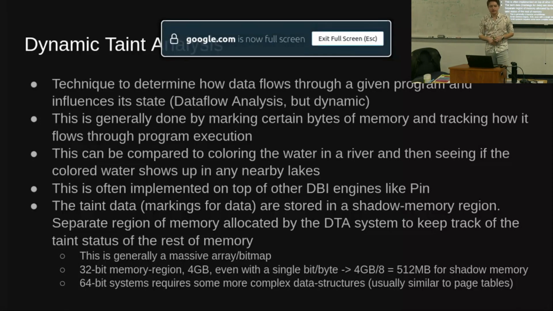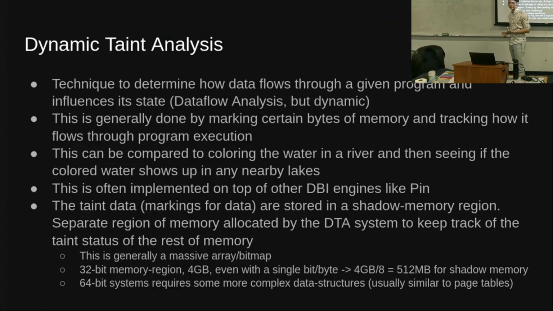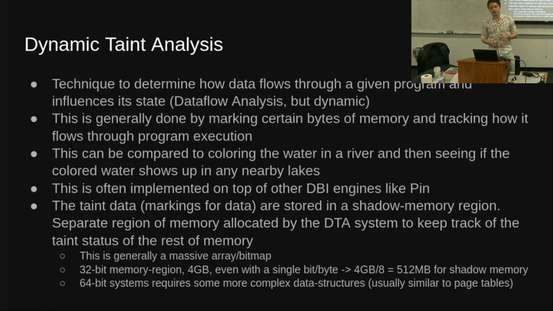Okay, now let's talk about the next dynamic and pretty much the final dynamic instrumentation technique we're talking about for this class, and that being taint analysis. With taint analysis, generally your main goal is to determine how data flows through the program. And this can be done statically using some form of data flow analysis where you operate on the control flow graphs and determine how data travels from one location to the next. Or you can do it dynamically. The dynamic way is usually referred to as dynamic taint analysis. And this is usually done by marking some bytes in memory and tracking how they flow through program execution.